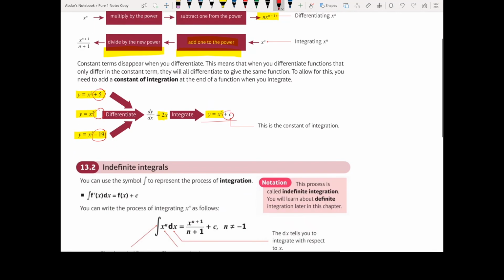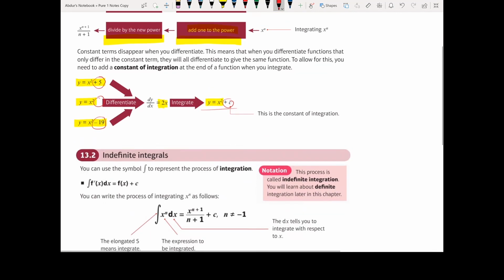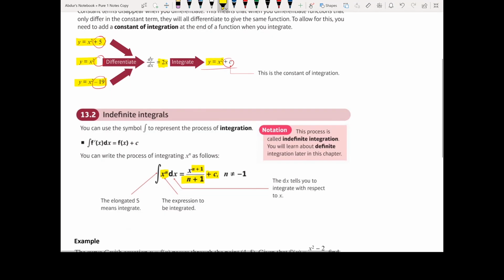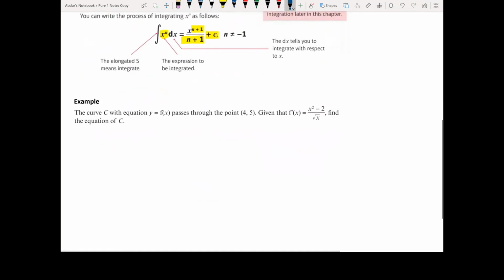So here is the process of integrating. When we have something of the form x to the n, when we integrate that, we add 1 to the power, so it becomes n plus 1. Then we divide by the new power, n plus 1, and we add c, the constant of integration. Let's apply that to this particular example here.